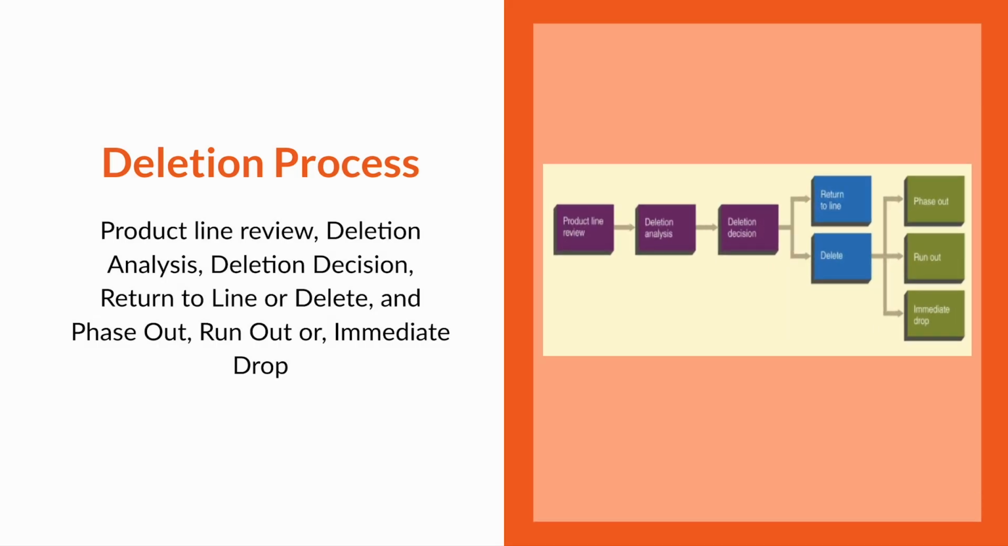The deletion process consists of 5 steps. First, an item within a product line is identified. This item is then analyzed so the deletion decision can be made. The product is either returned to or removed from the line. Finally, the product is either phased out of production with no attempts at changing the marketing strategy, a runout takes place where marketing efforts change to focus on cutting costs, or it is immediately dropped from production.